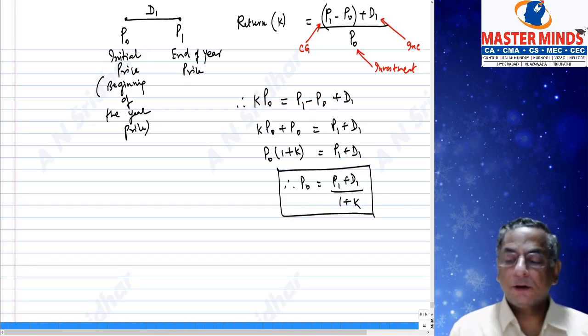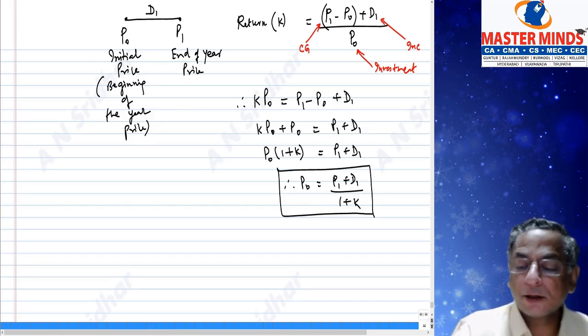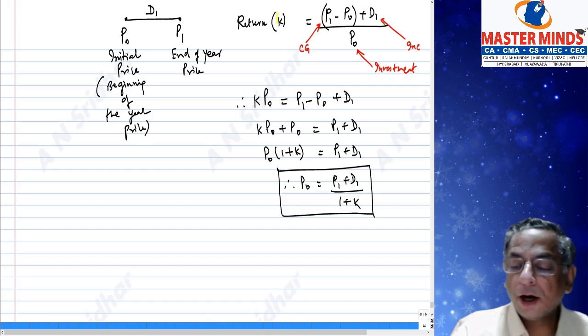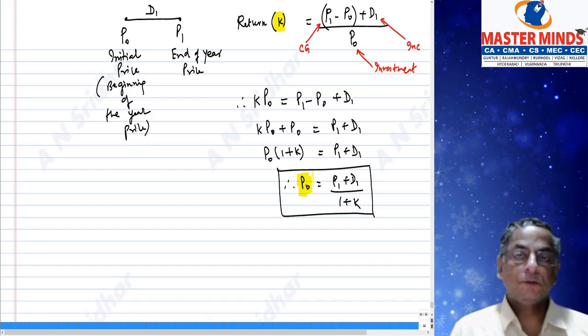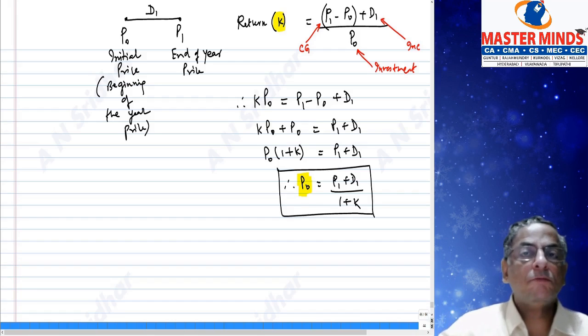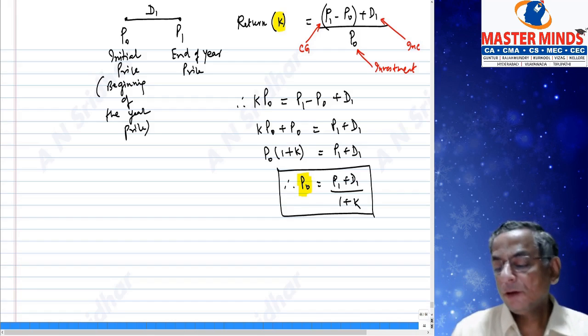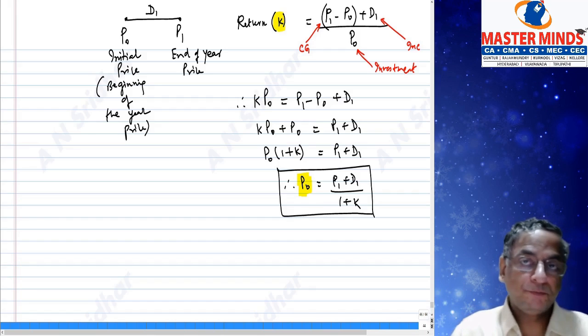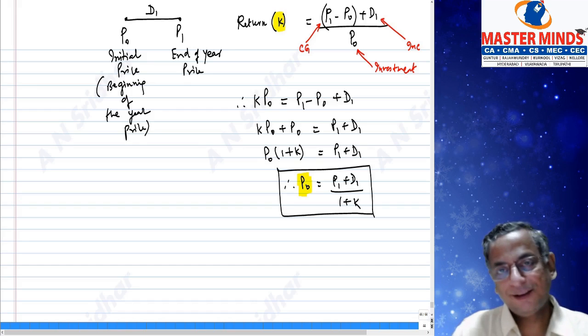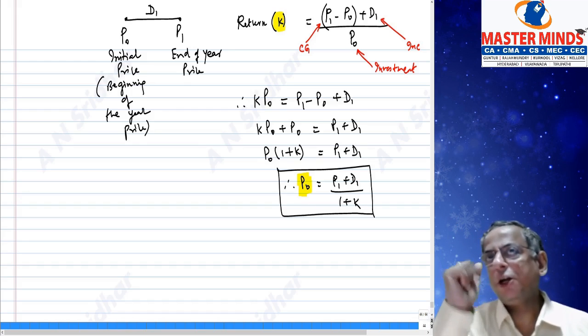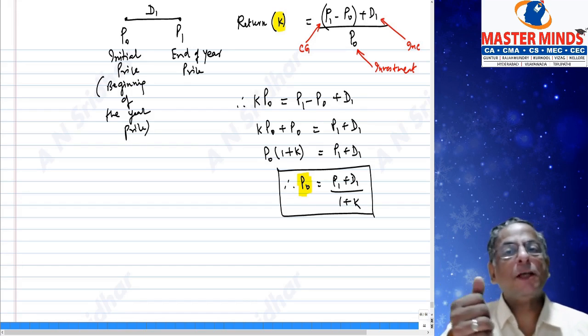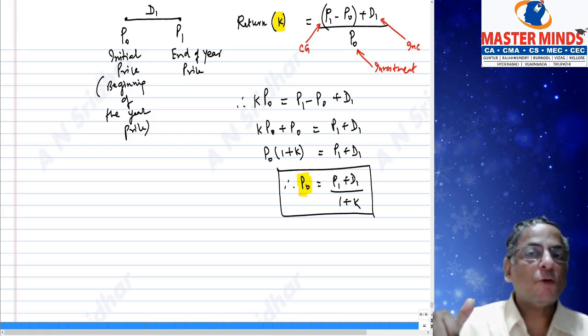Now we got, what is this formula? This formula is return. I have written return. What is this? This is P0. If you want to find K return, you must know P1, P0, D1. But if you want to find P0, then we have rearranged the formula. Now why this rearrangement? You are thinking, I want to buy this share. How much price I must pay? You are trying to find P0.